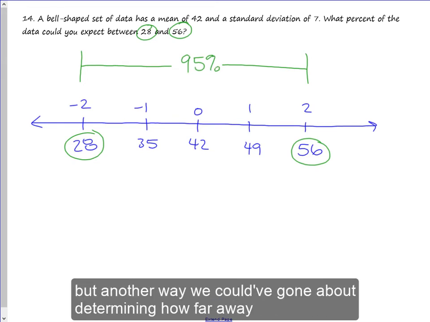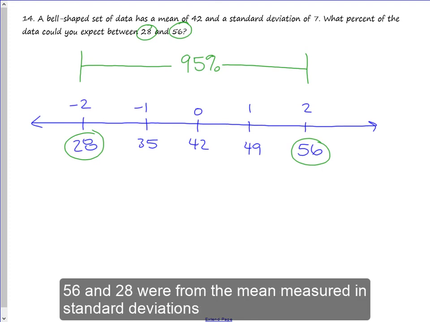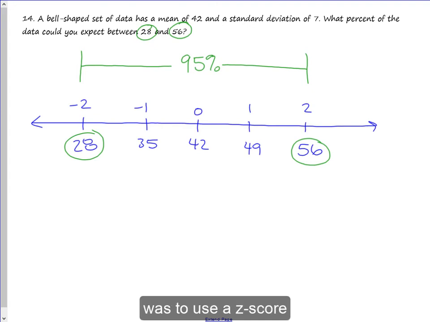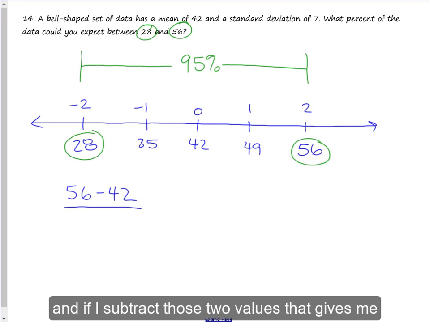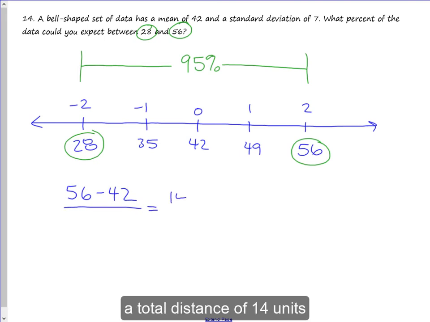But another way we could have gone about determining how far away 56 and 28 were from the mean, measured in standard deviations, was to use a z-score. So I could have taken 56 minus my mean, which is 42. And if I subtract those two values, that gives me a total distance of 14 units.